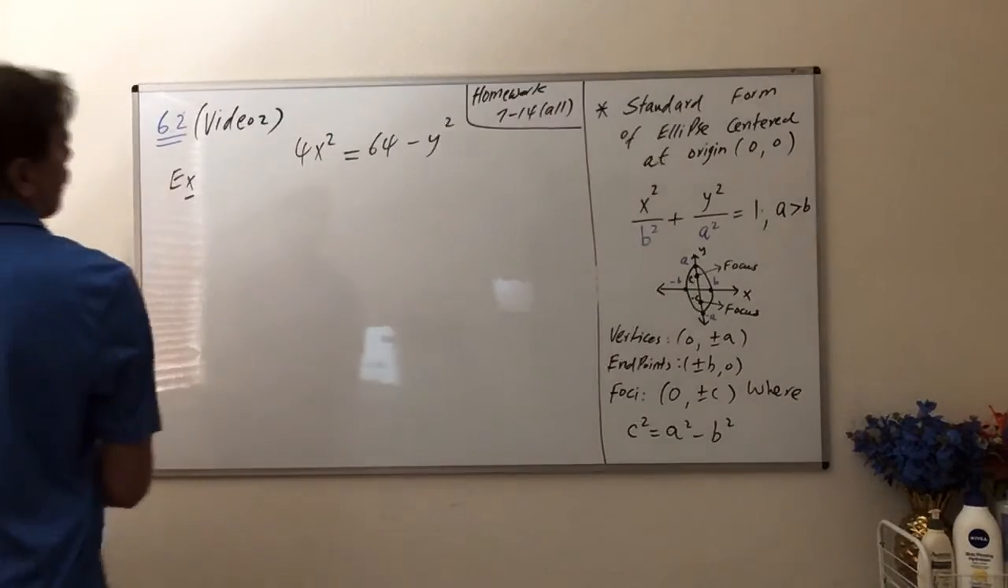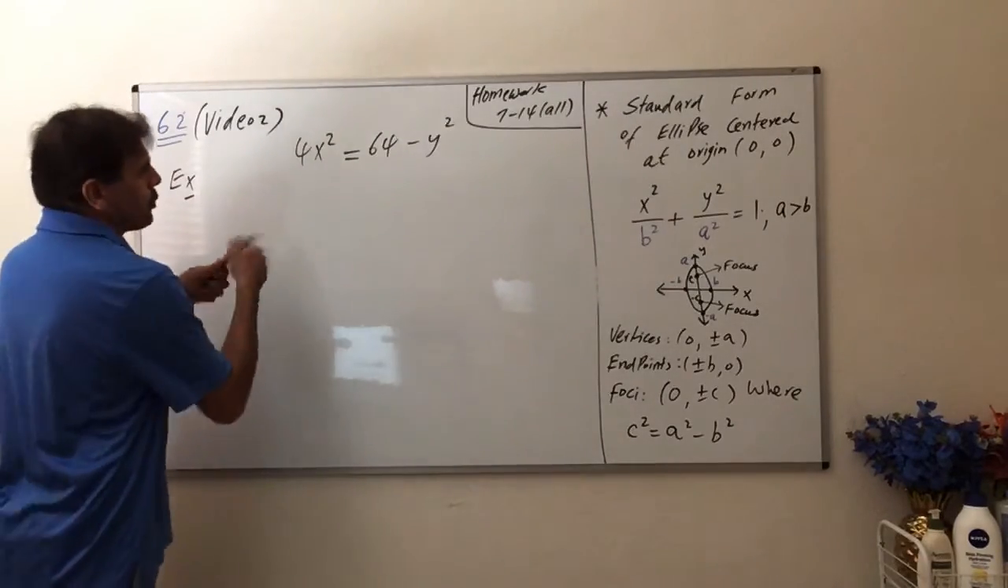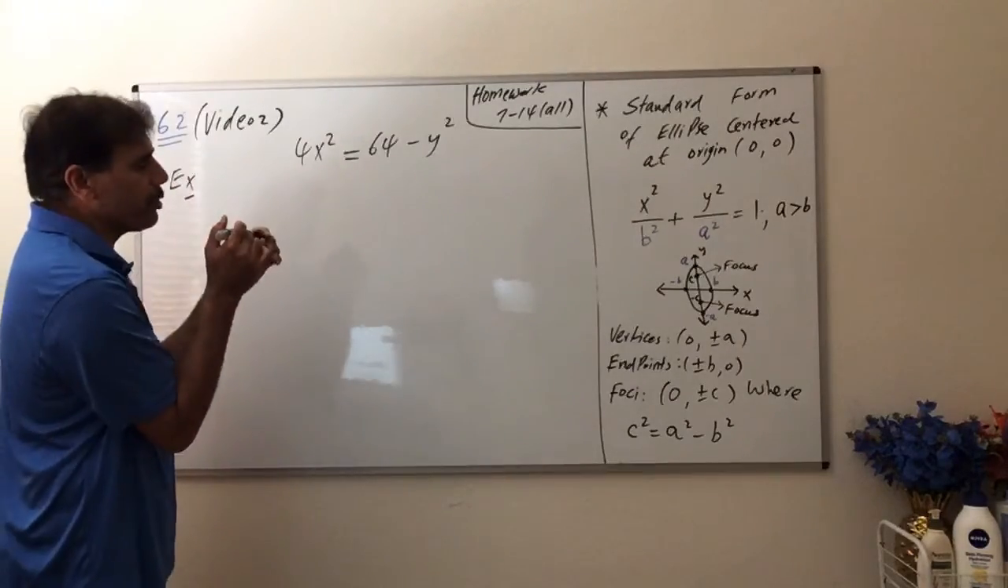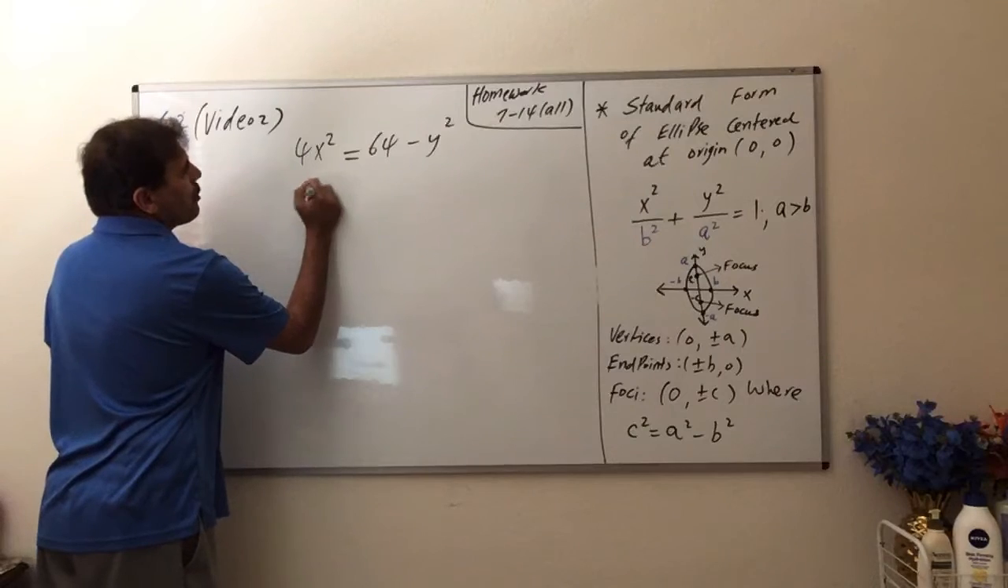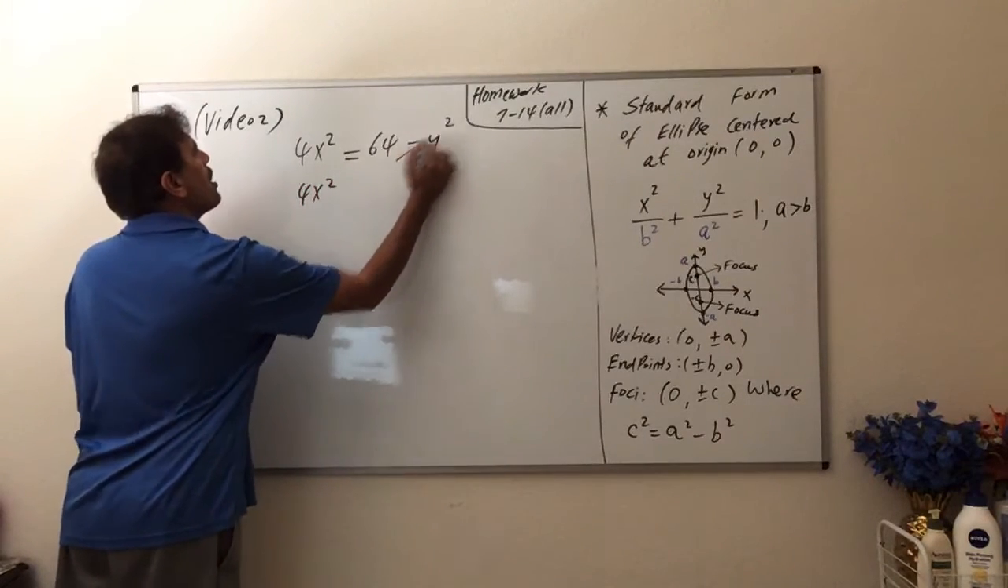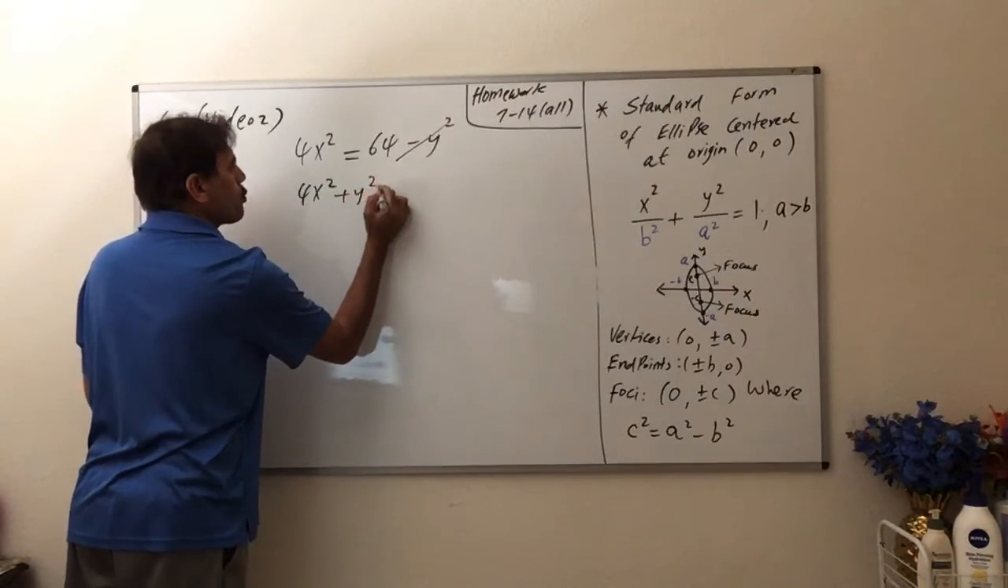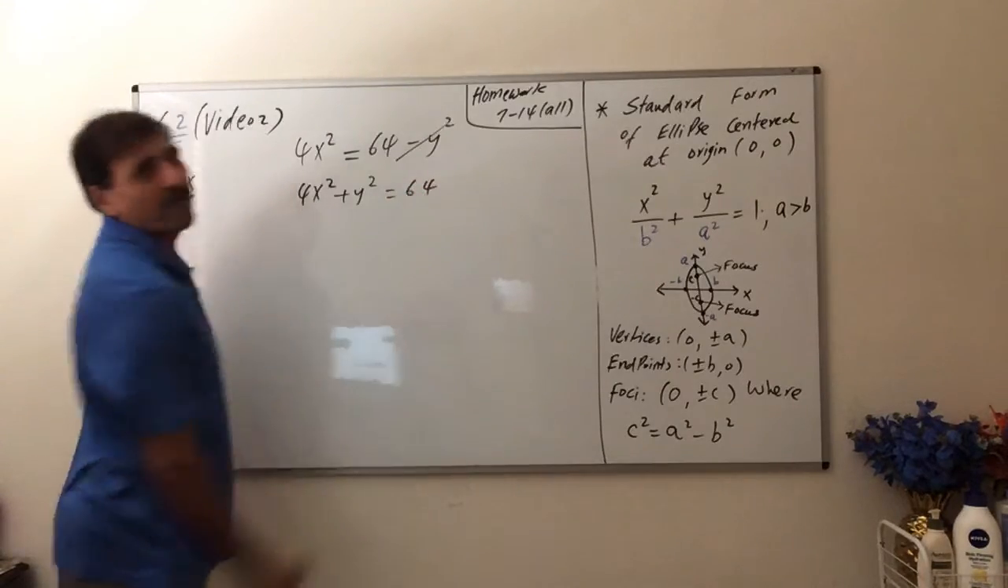So here's a quick example. The first one, it must be equal to 0, and x and y must be on the same side. It is always a plus in the middle. So we're going to move the 4x squared, what is the opposite? It becomes plus y squared equals 64.